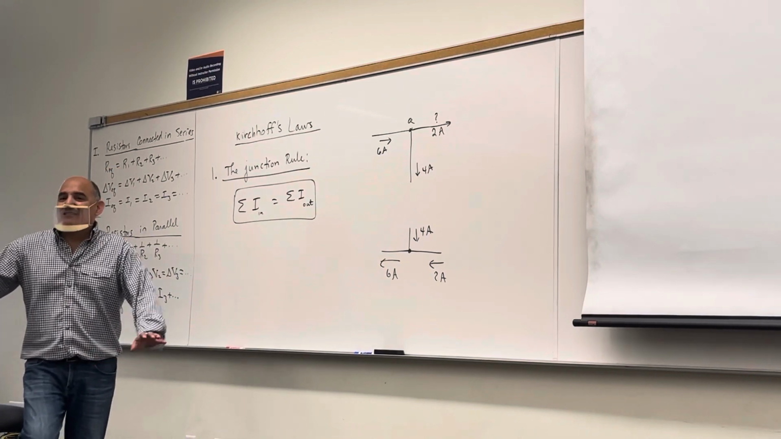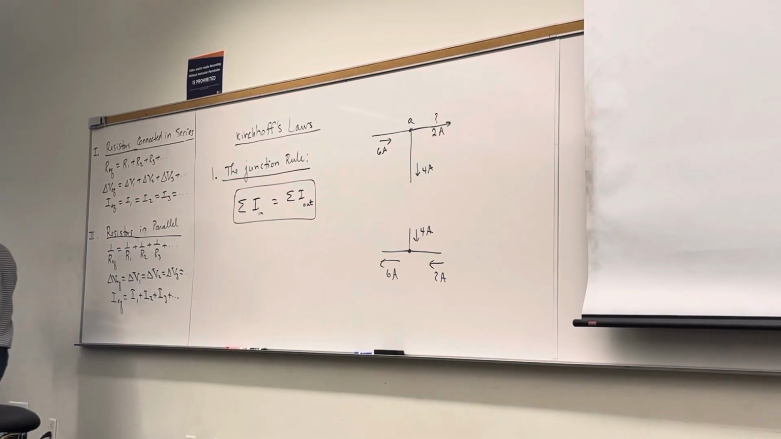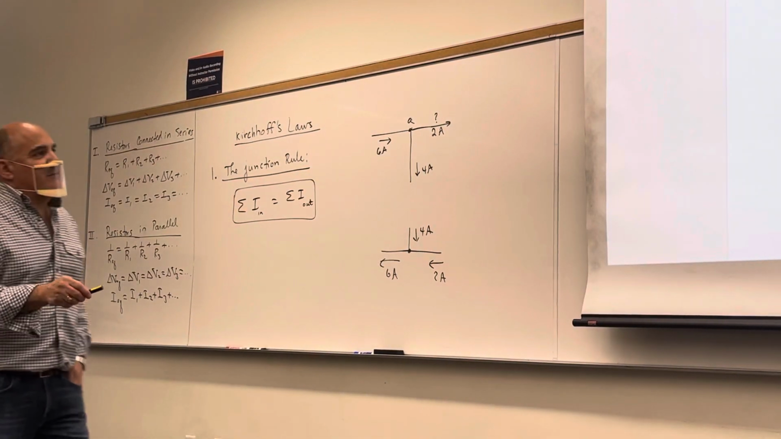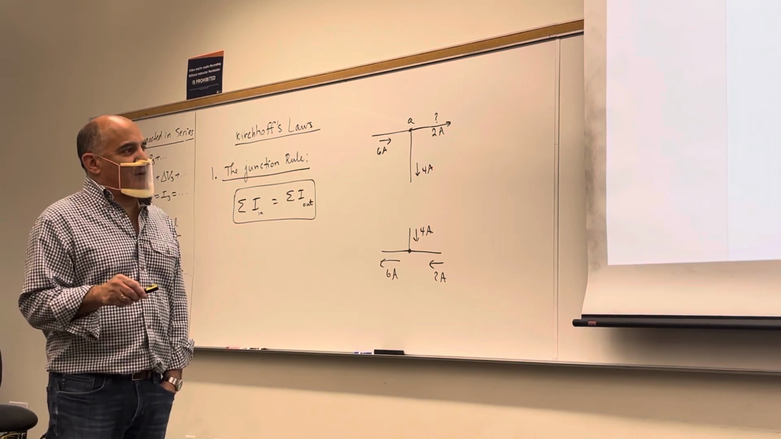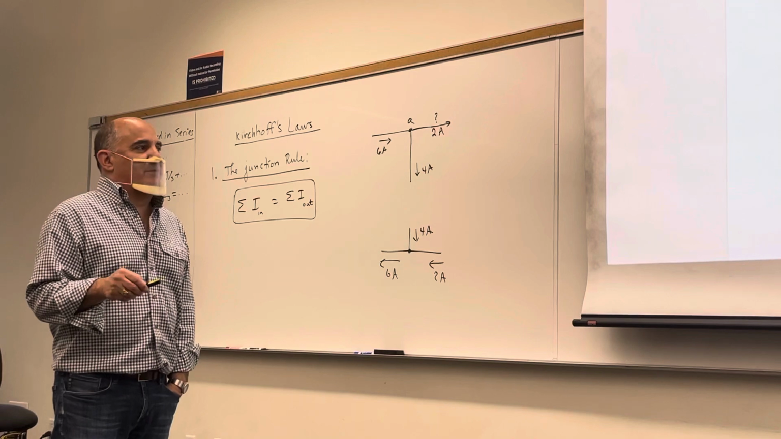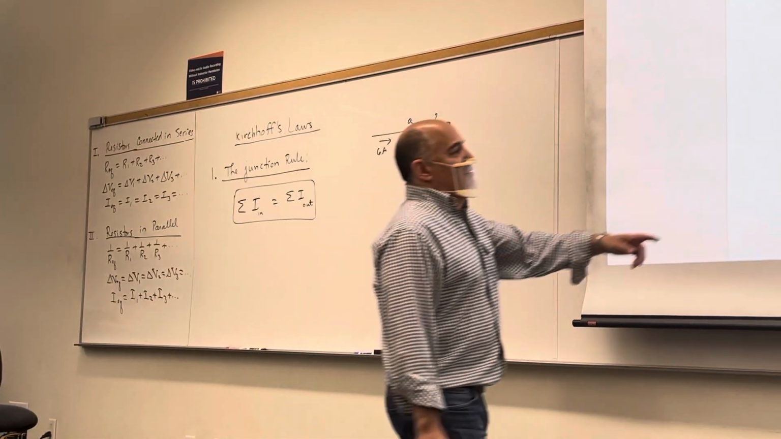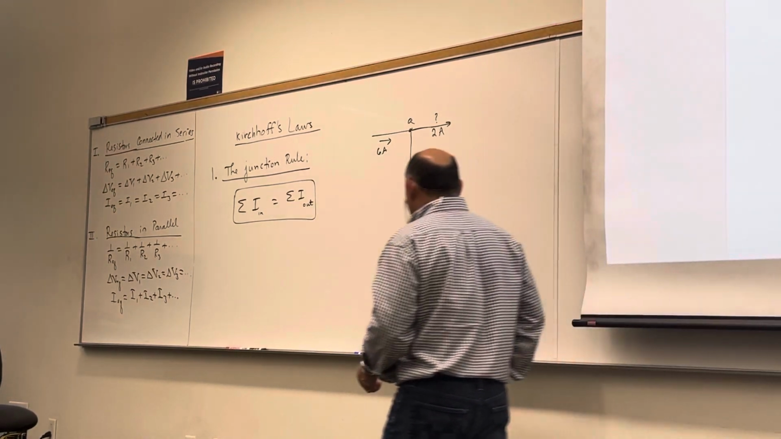So that's the junction rule, right? The junction rule, just think of it as whatever goes in goes out. It's a conservation of charge statement, right? So it's really conservation of charge in circuits. So the sum of the currents that enter the junction must equal the sum of the currents that leave the junction. So if you have I1 going in and I2 coming in, you're gonna have I1 plus I2 going out.